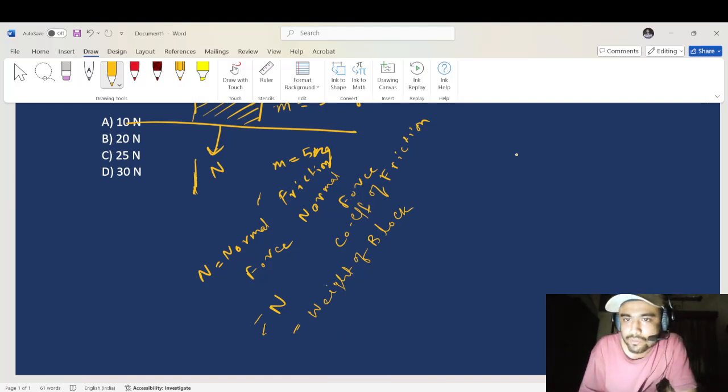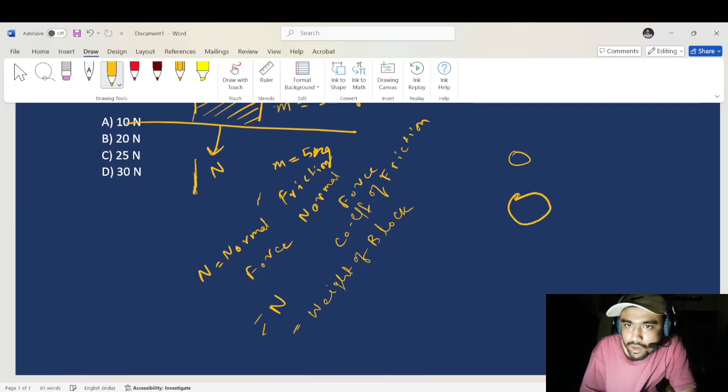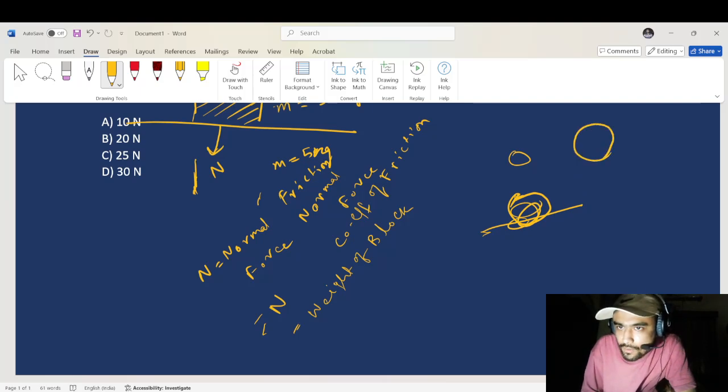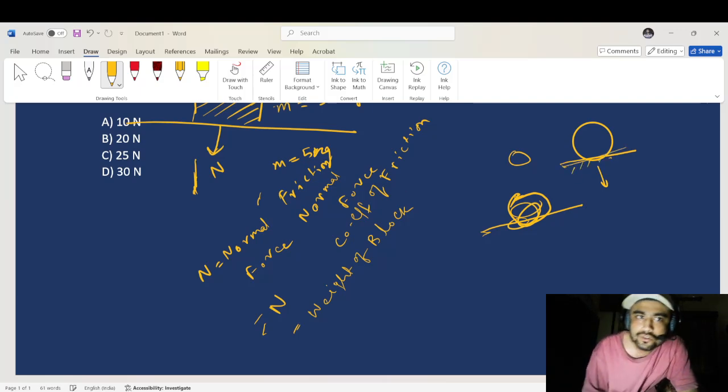And let's just assume a ball. This is a ball, and it is placed on a surface. Now the weight of the ball will be perpendicular to the surface, right? So similarly, it will apply to the block also. The shape doesn't matter, right?